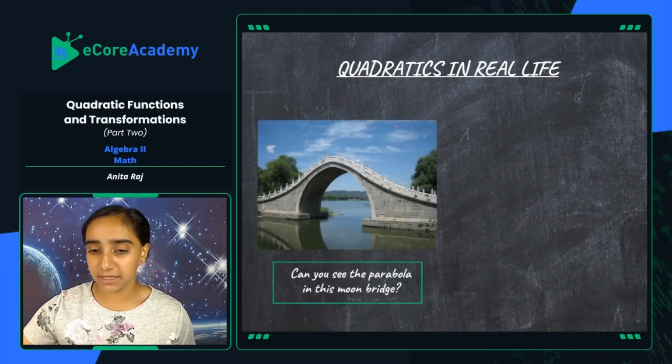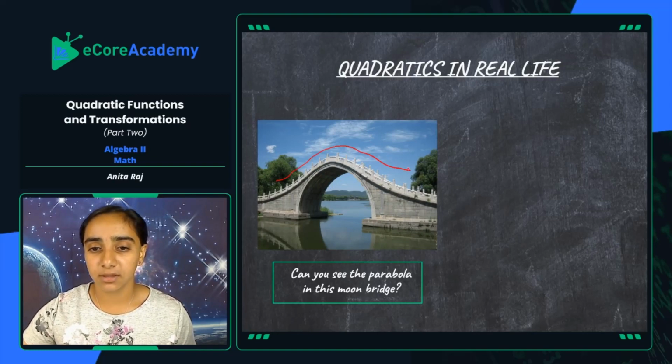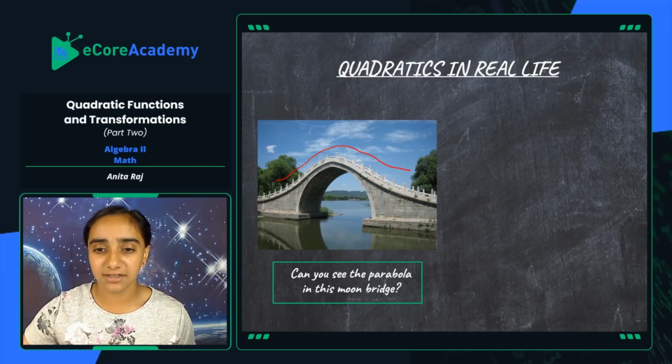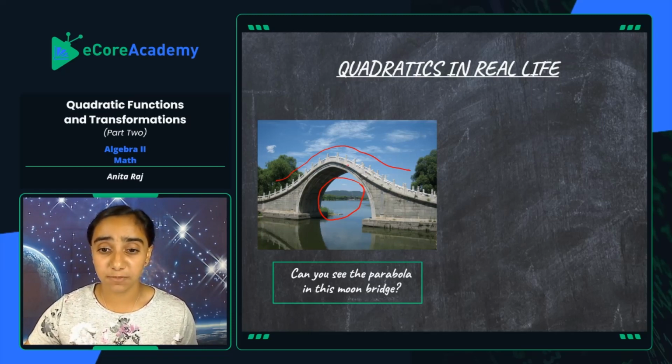Okay, so the first one here is called the moon bridge. If you see with my pen, I just drew that kind of general shape of the bridge. It's called the moon bridge because it kind of looks like the moon, and the moon is symbolic in Chinese and Japanese Asian culture. This bridge is usually found in ornamental gardens in China and Japan, and it's native to those areas.